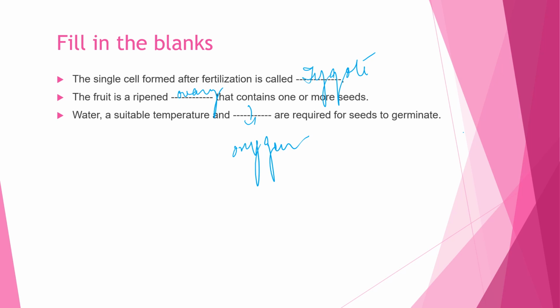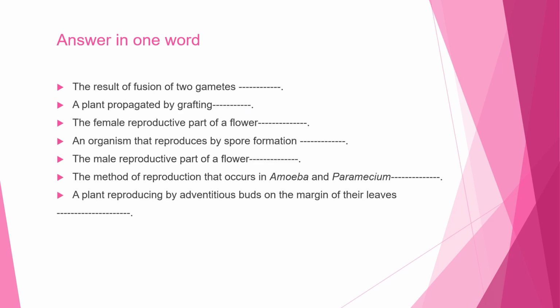This is mostly all of the fill in the gaps part, and next is the next question pattern. Here is the next pattern: answer the following in one word. The result of fusion of two gametes is the formation of the zygote, and the process is called fertilization. The fusion of two gametes leads to zygote formation.